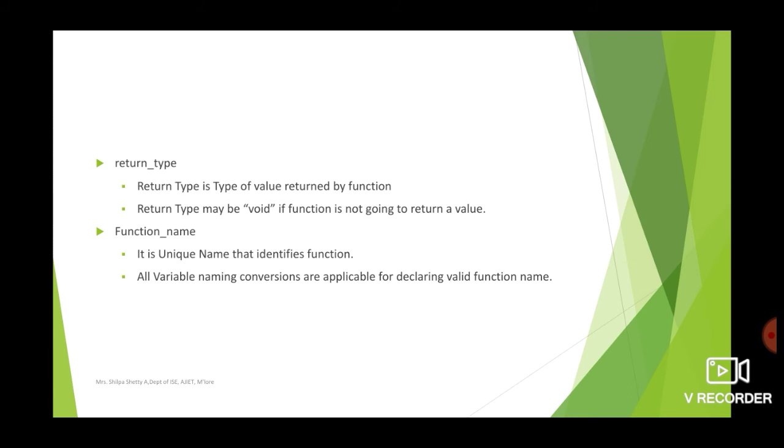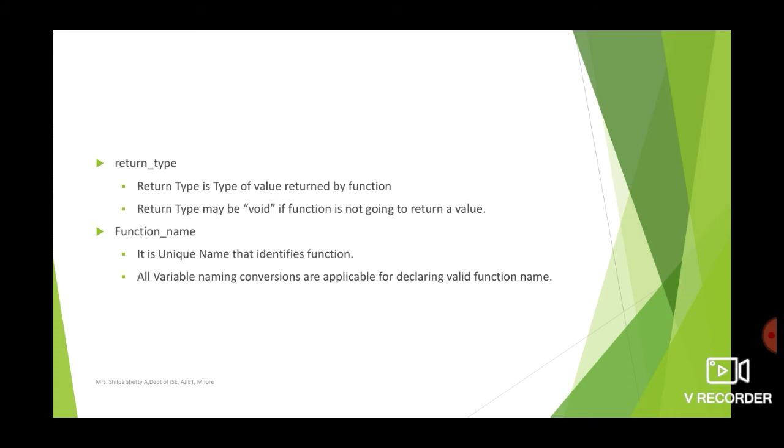So return type is the type of value that is returned by the function. If the function is not returning any value, see, sometimes we ask a question and you don't have the answer, you will keep quiet. So if the function is not returning a value, such an answer can be taken as void. So we write the return type as void when the function does not return a value.